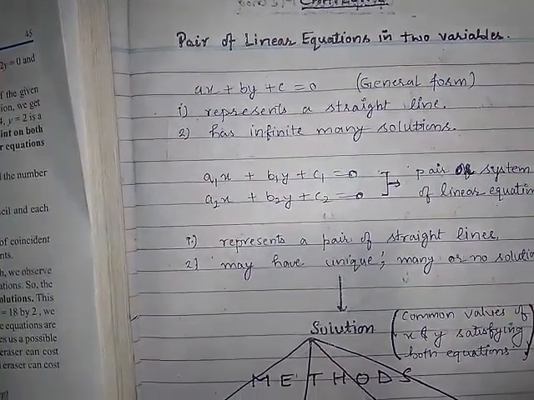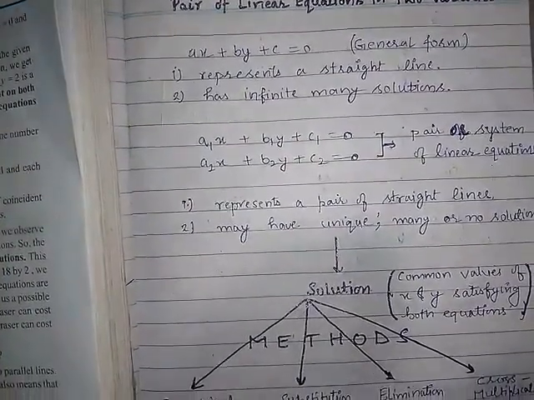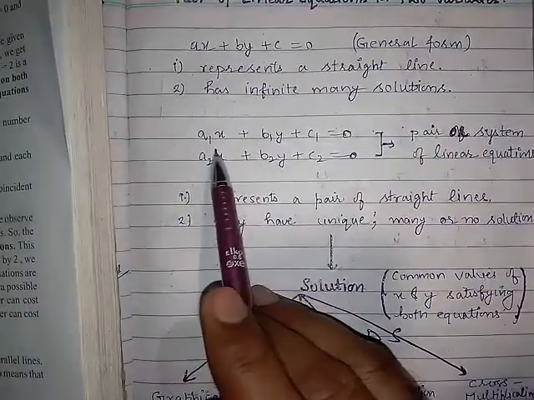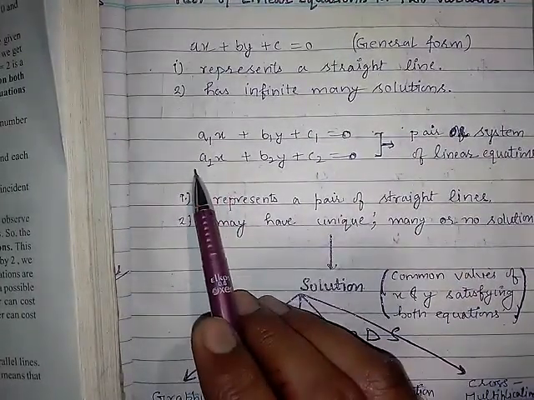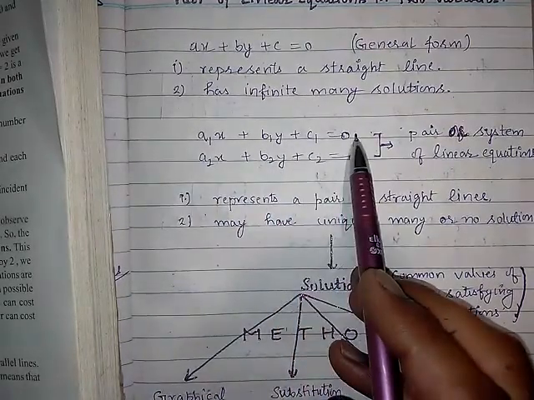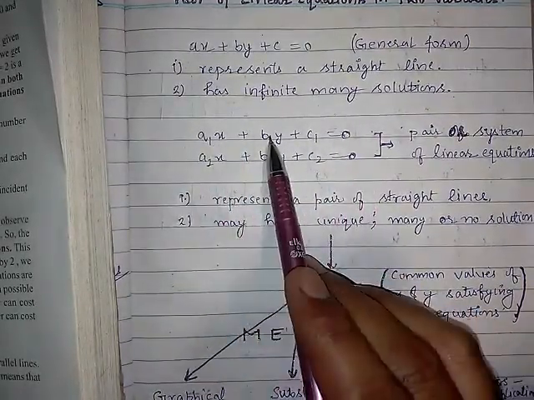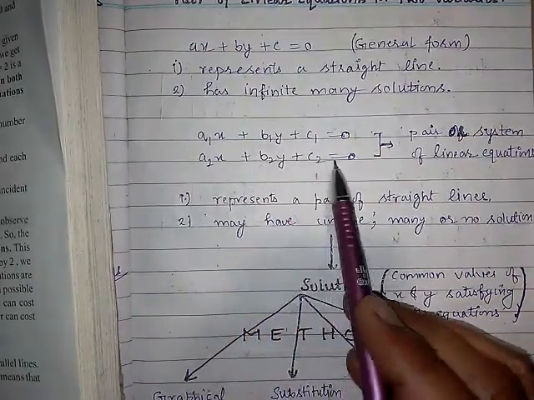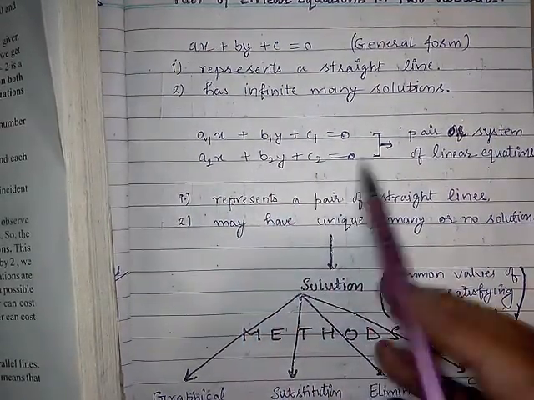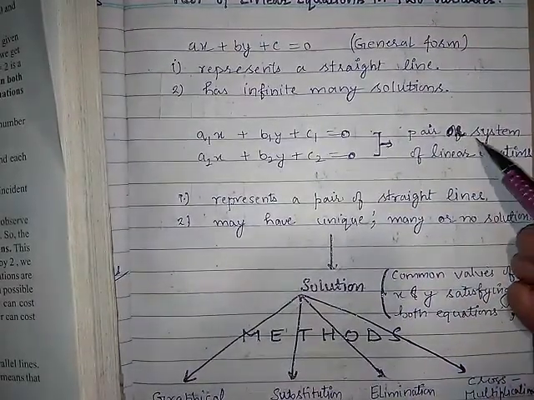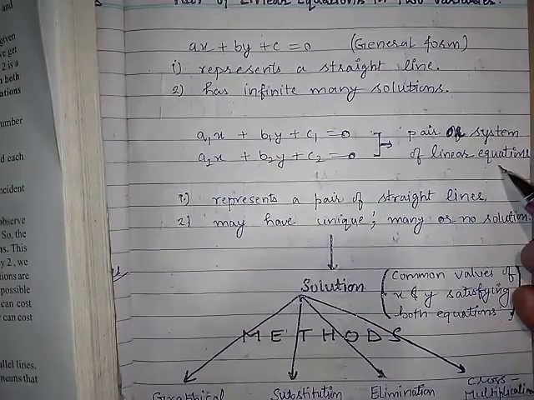Now in class 10th, we are going to start with the pair of linear equations. You can see here I have written two equations, that is a1x plus b1y plus c1 is equal to 0, where a1, b1 and c1 are constants, and a2x plus b2y plus c2 is equal to 0, another linear equation. We can call it a pair of linear equations, or you can also say a system of linear equations.